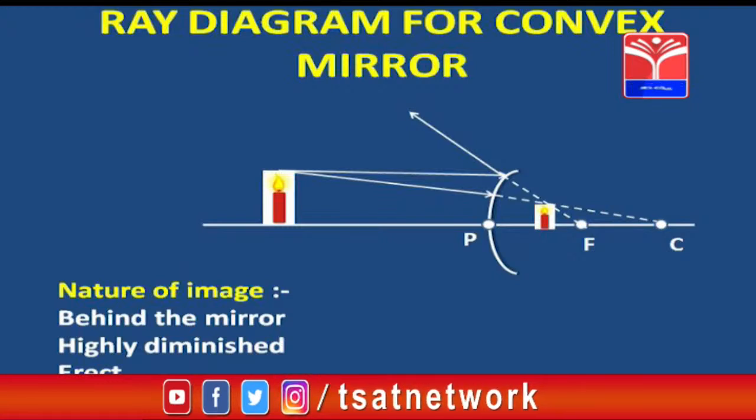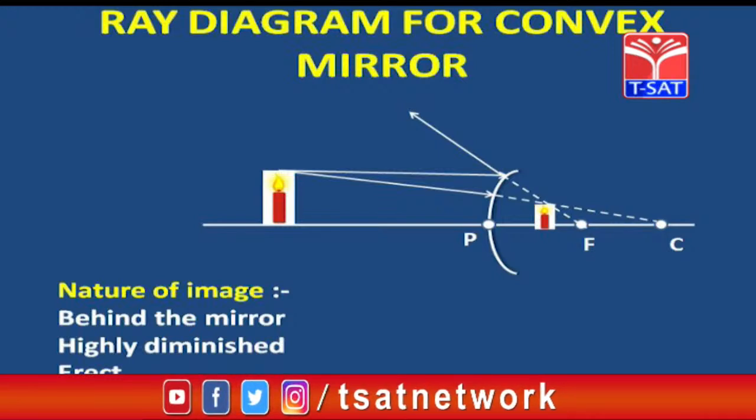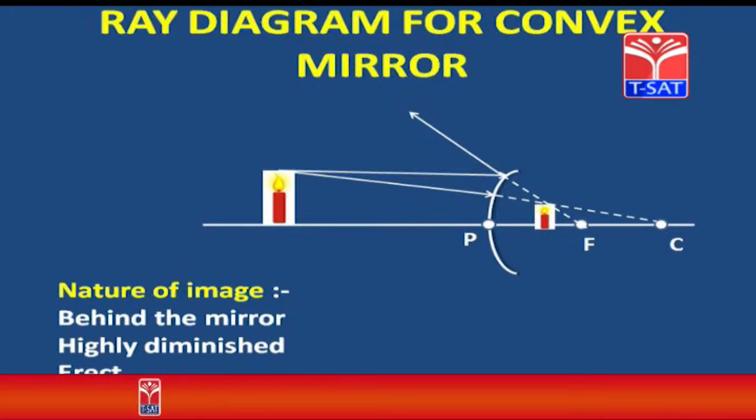Just look at the image, children. The image is highly diminished as compared to the object. It is erect. Yes, children, it is upright. It is not inverted like the concave mirror image. It is upright, erect, and it is a virtual image. The images that are formed behind the mirror are virtual images. Okay, children, so this is the ray diagram for the convex mirror.